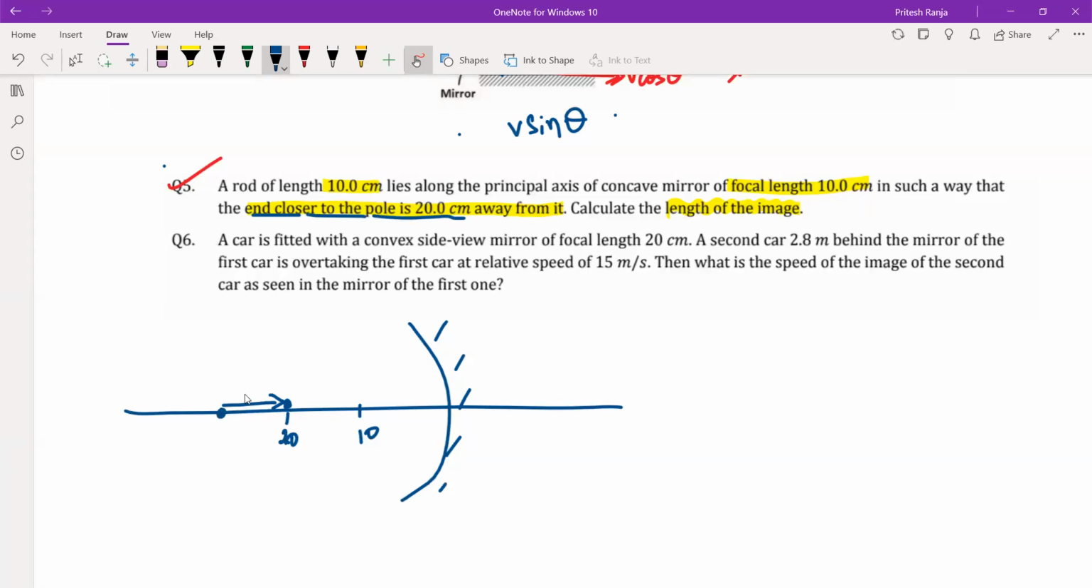So let us say the length of the object is L. So this will be 20 plus L. So now you have to compute accordingly. Okay, one answer I have got. Others can give the answer. Only one answer I am getting repeatedly.